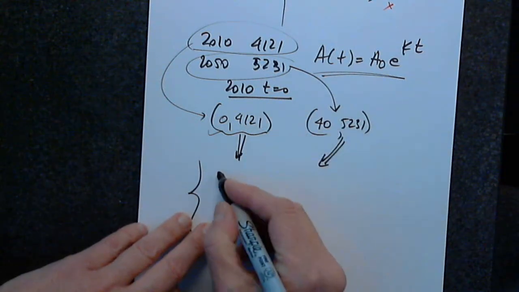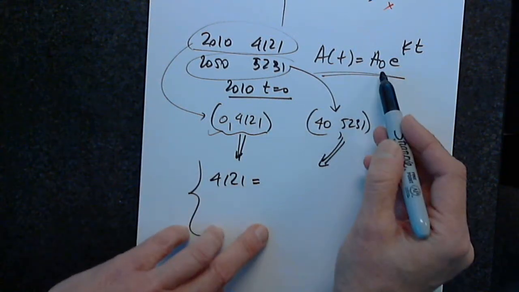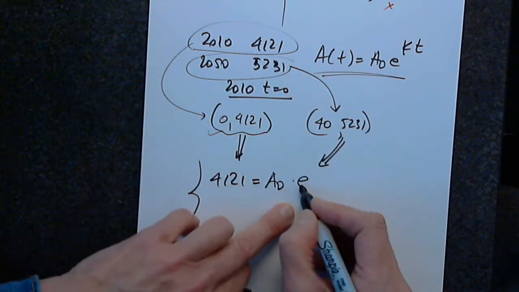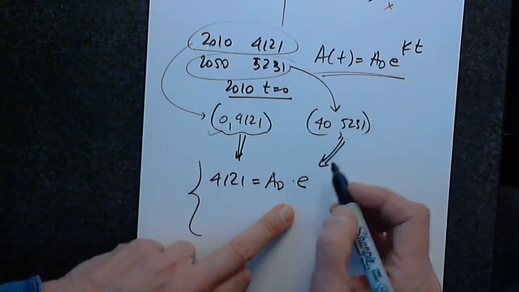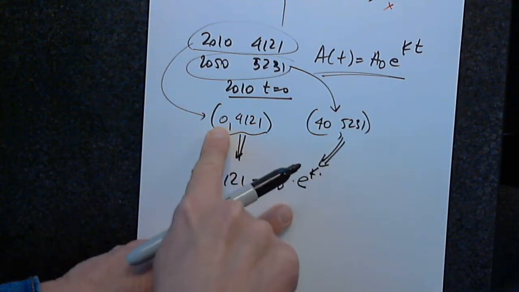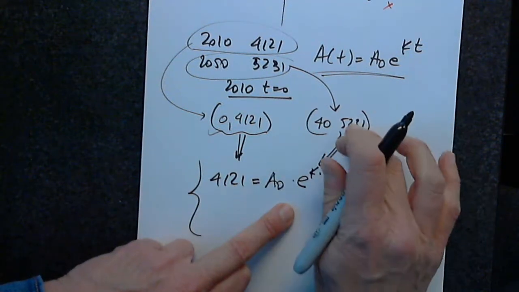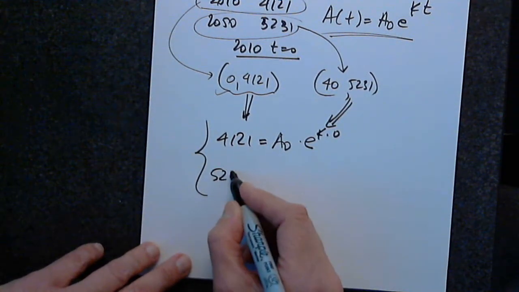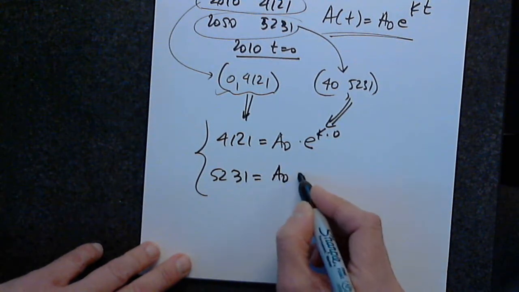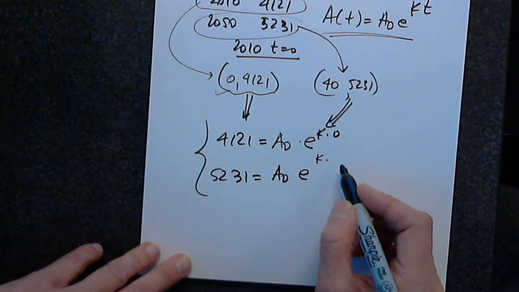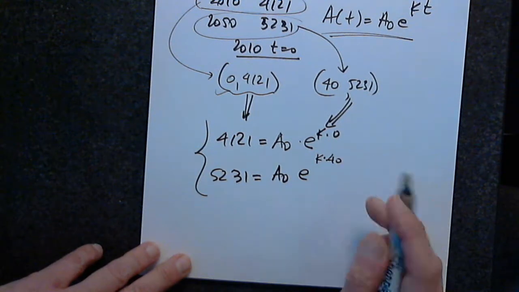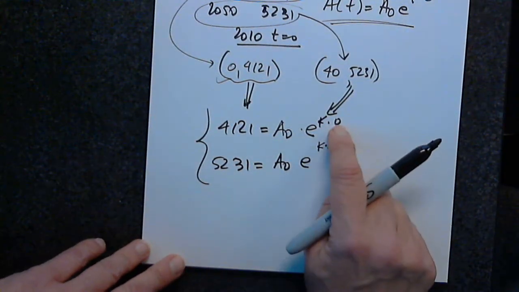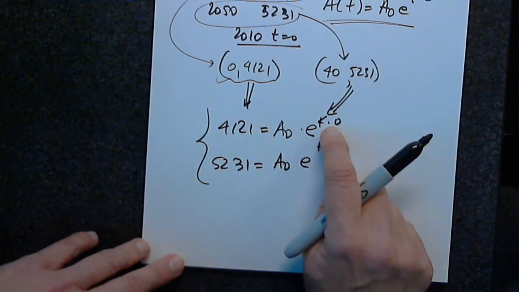It's 4,121 equals A0 times e to which power? K times zero. Correct. Same thing for the other ordered pair. What do I write now? 5,231. Exactly. Equals A0 e to k times 40. Exactly. Perfect. That's all I need. How much is k times 0? Zero. How much is e to 0?